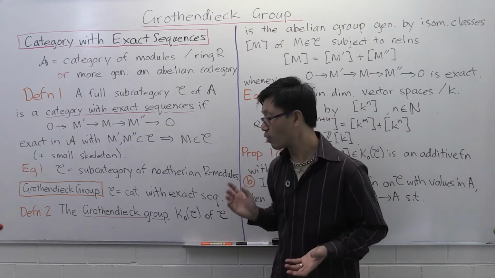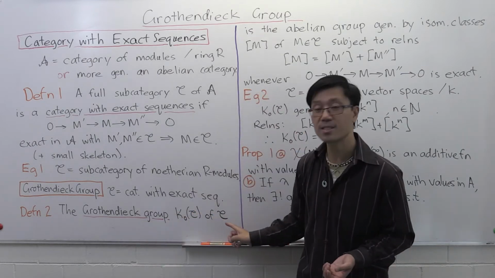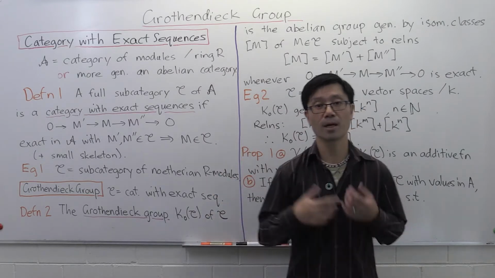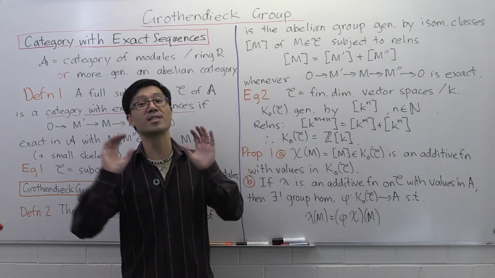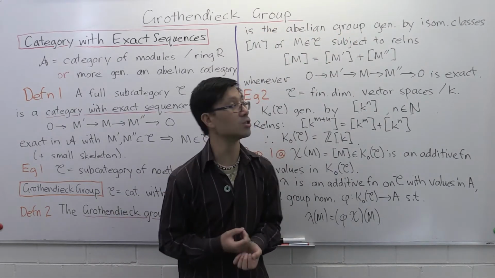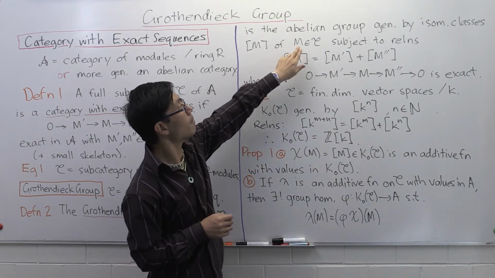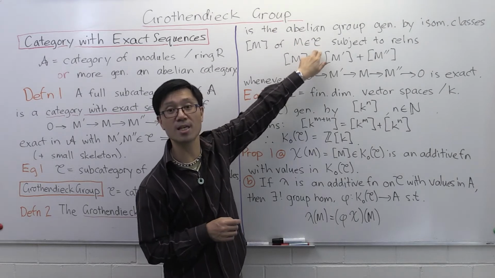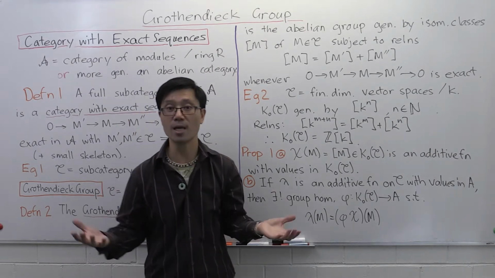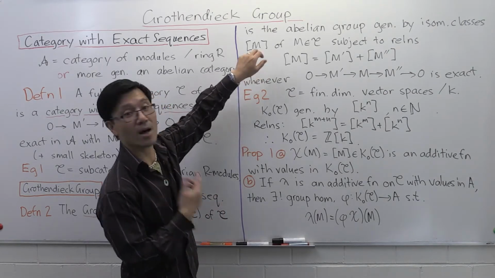So let's define now this Grothendieck group, which is going to give us all our additive functions. What's the Grothendieck group of this category with exact sequences C? It's denoted K0 of C, and it's defined as follows. It's an abelian group, and I'm going to define it using generators and relations. So what generates this abelian group? Well, for each object M inside my category C, I can look at its isomorphism class. These isomorphism classes form a set by this technical assumption here. That's going to be our set of generators.